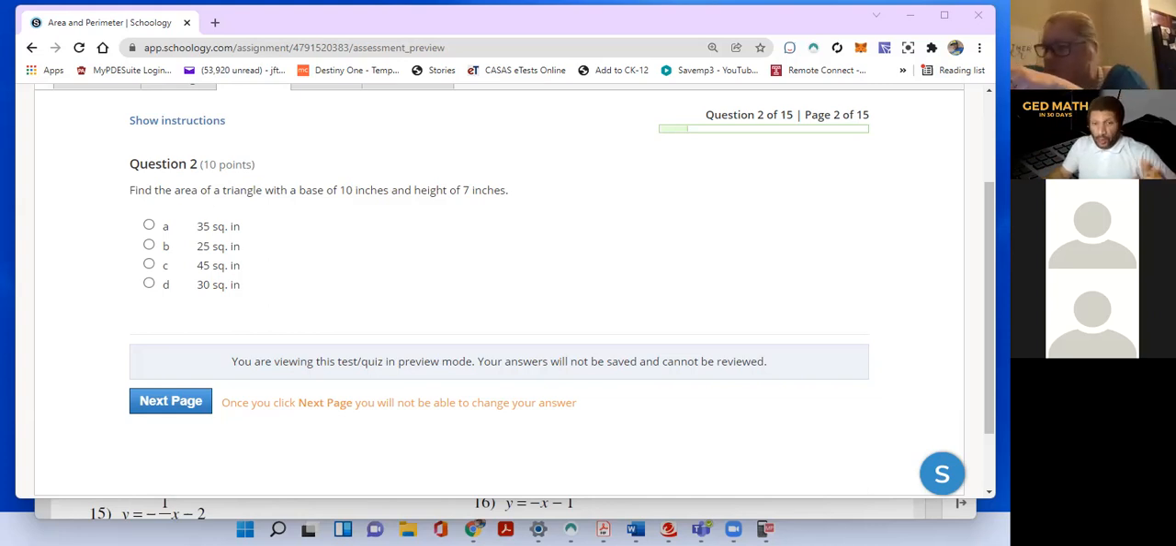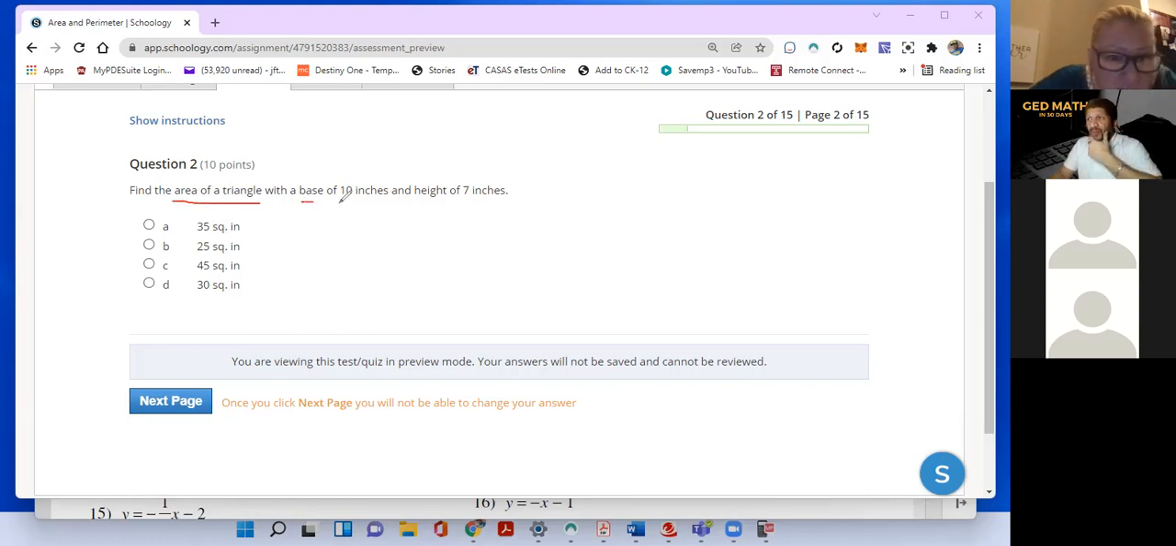Time is up. Only 2 people answered. Those 2 people that answered both got it correctly. First of all, identify what we know. What do we know from this question? What are we looking for? The area. Area of what? The triangle. Area of a triangle. What else do we know?